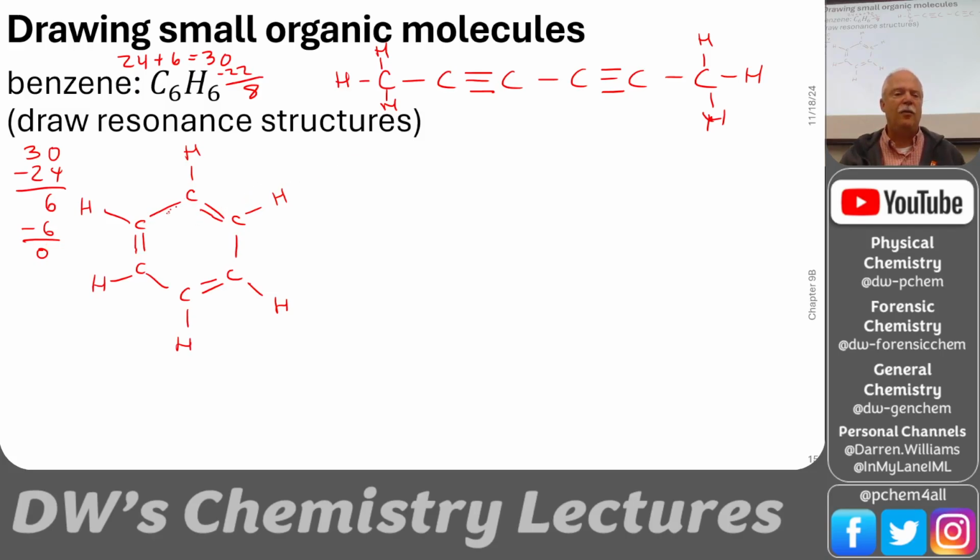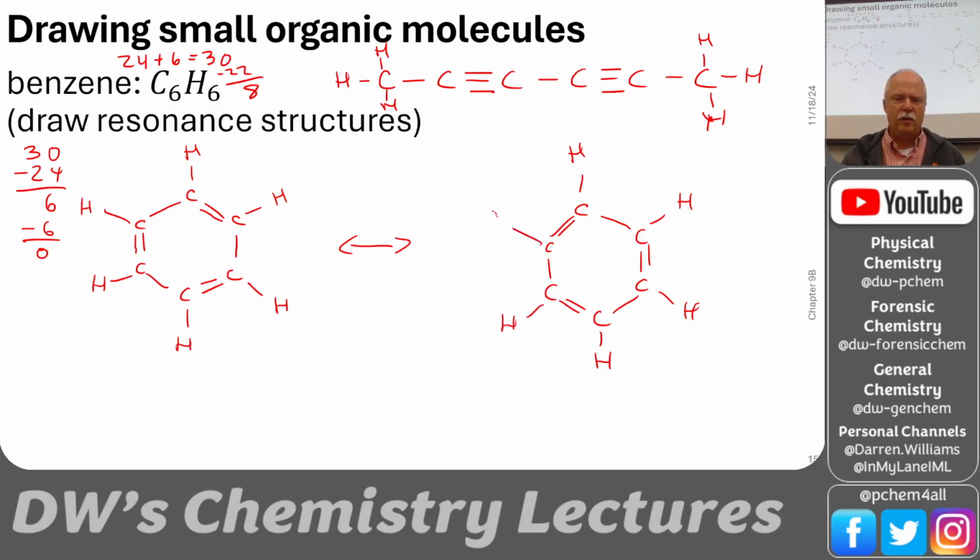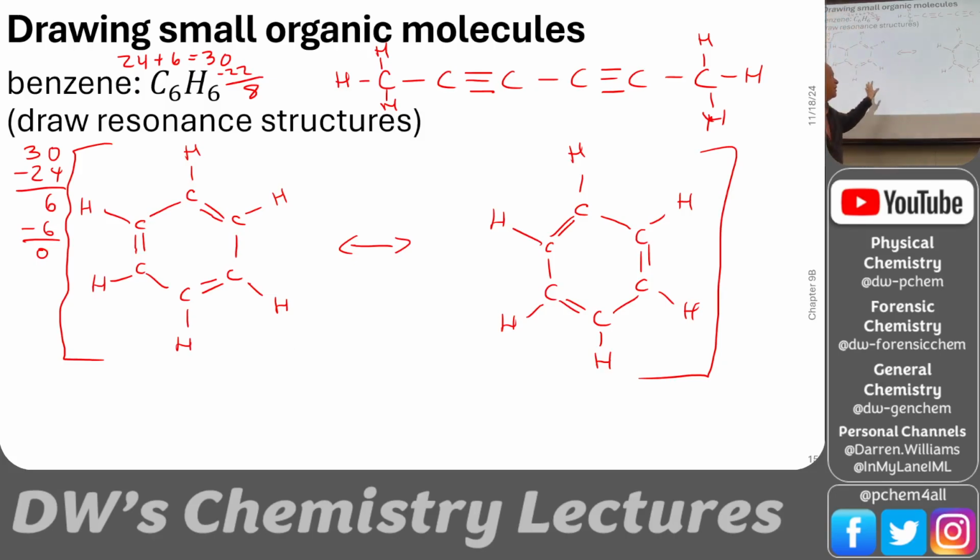But remember, I had a choice. What if I had put the double bond over here? Well, that's the resonance structure that we have. I could have put my double bond to that carbon. So this is benzene and the 2 resonance structures. You see the only difference between the resonance structures is the locations of the double bonds.